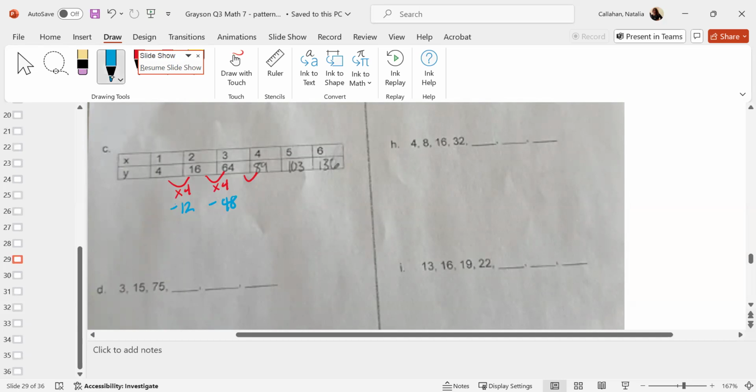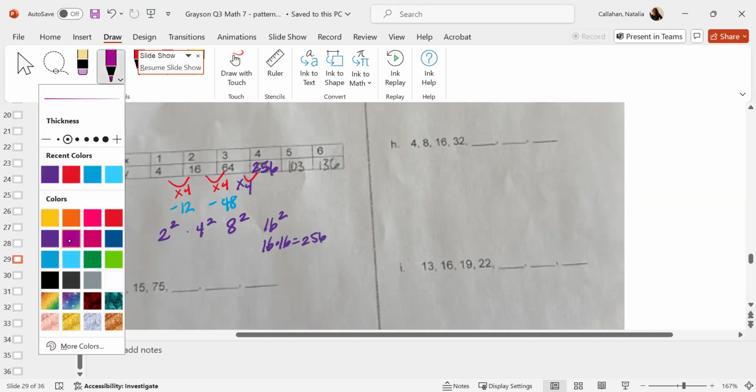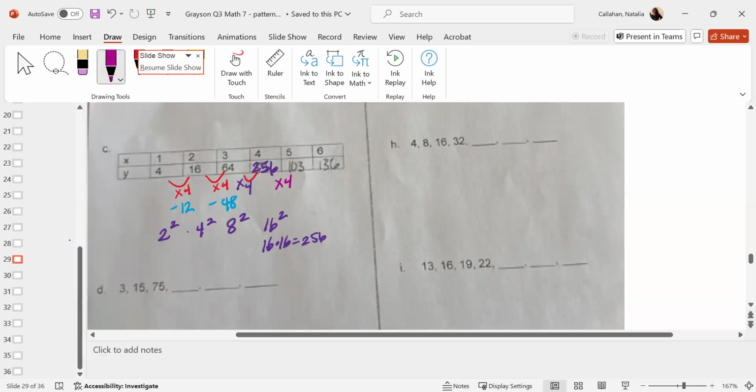Another thing to do is, look, this is another one. You could do 2 squared, 4 squared, 8 squared. Do you see that? So what's the next one? 2 times 2 is 4, 4 times 2 is 8, 8 times 2 is 16 squared, right? Or 64 times 4, which is 256. Or 16 squared. What's 16 times 16? 256. Or instead of doing this, you could do 16 times 2 is 32 squared.